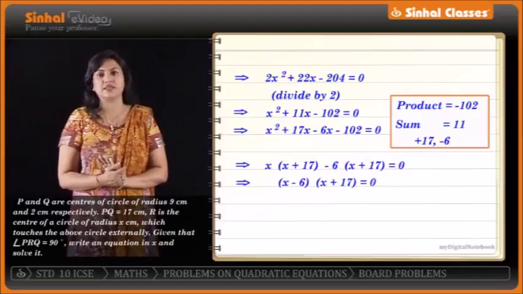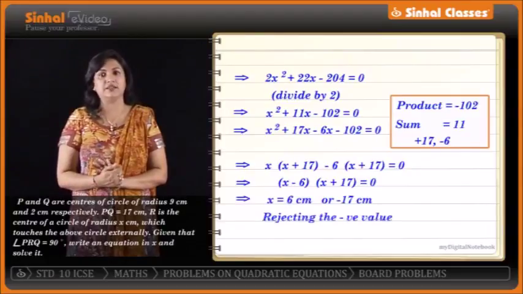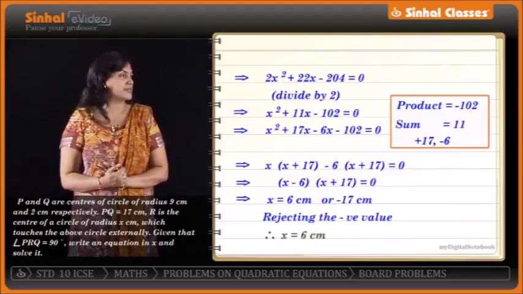So x minus 6 is 0 or x plus 17 is 0. That is x is equal to 6 or x is equal to minus 17. But x cannot be negative because length of the side can never be negative. So x is equal to 6.